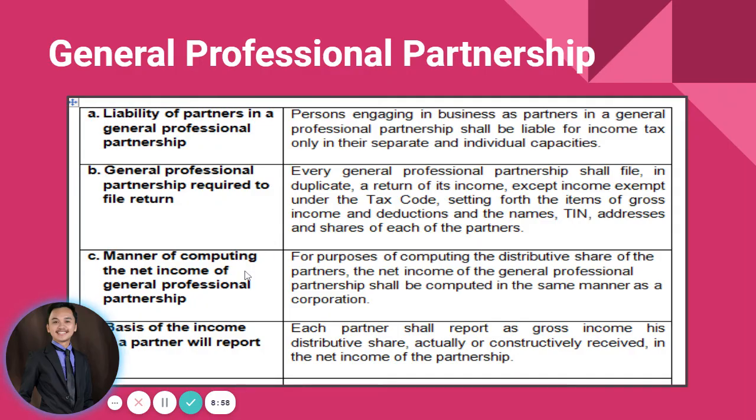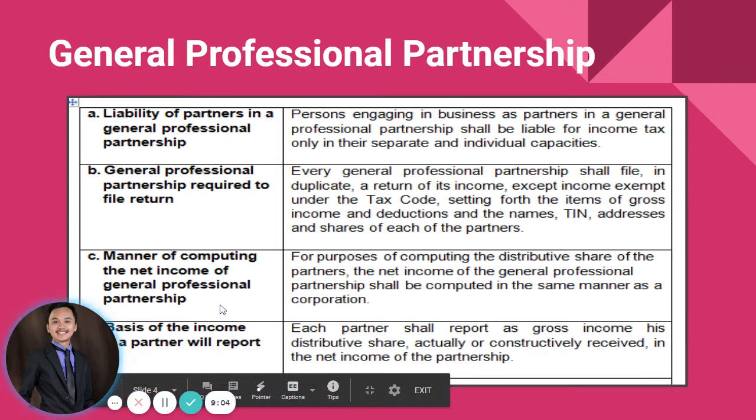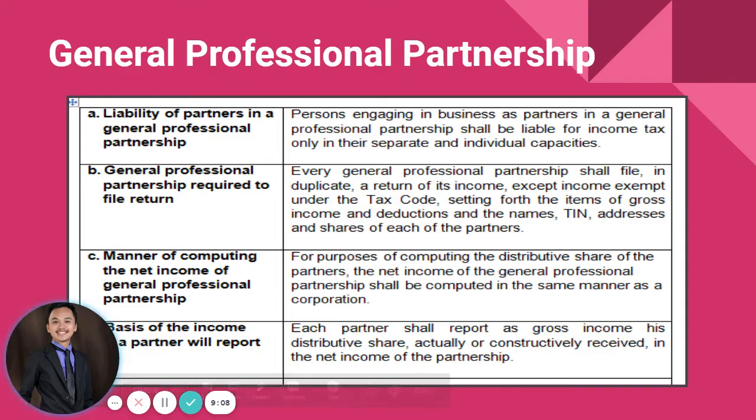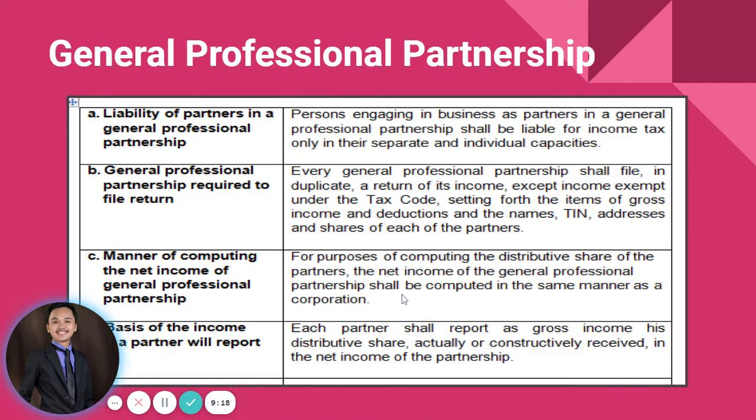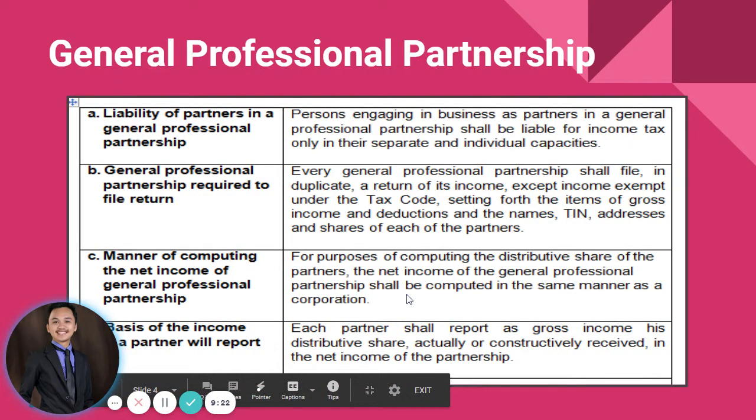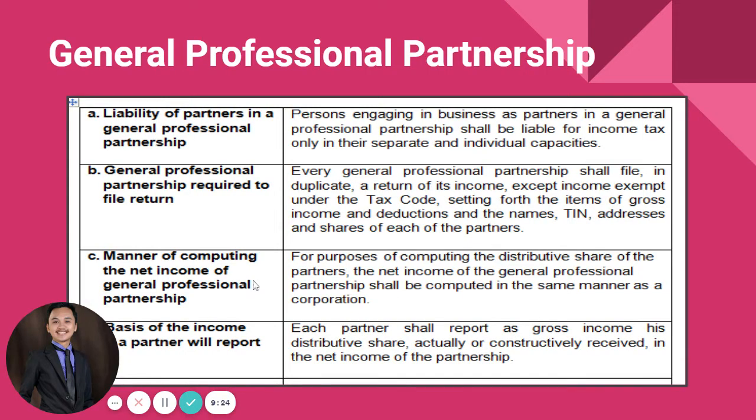While the manner of computing the net income of a general professional partnership, guys, is the same as the manner of computing the taxable income of a corporation. For the purposes of computing the distributive share of the partners, the net income of a general professional partnership shall be computed in the same manner as a corporation. Okay? Same as if it is a corporation.